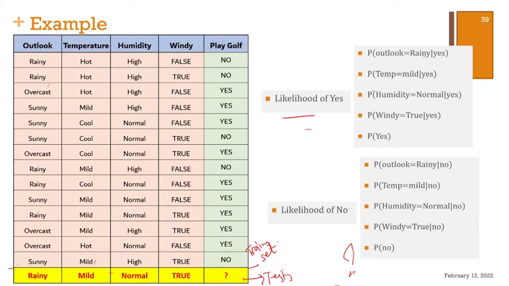If outlook is rainy, what is the probability of outlook is rainy, given that it's going to be yes? Temperature mild, given yes. Humidity is normal, given yes. And also windy is true, given that the result is yes. And then we're also going to need to calculate the probability of yes. On the other side, we have the likelihood of no. Probability of outlook is rainy, given no. Mild, given no. Normal, provided it is no. And finally, the probability of no. Because we need to calculate these two probabilities, then we assign the sample to the one that has the highest value.